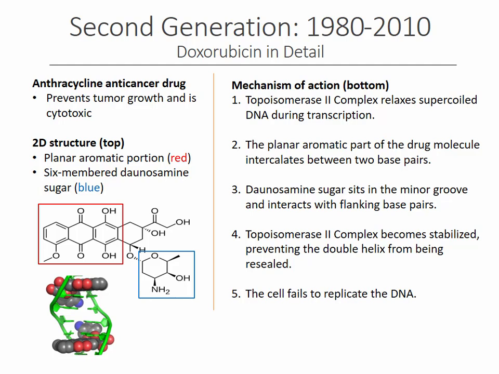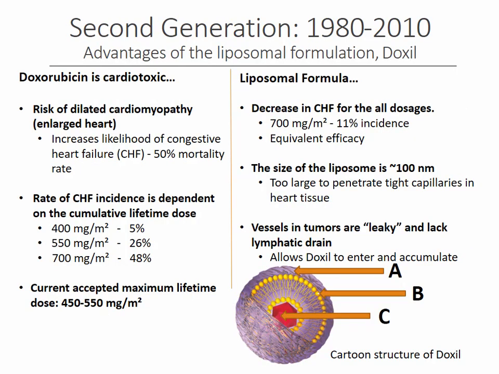So what's the problem, right? You know, we got this drug, it's doing its job, it's killing cancer cells. What could go wrong? Highly cardiotoxic. It doesn't just kill cancer cells, it kills whatever cell it can get into. So we got a side effect, a risk of dilated cardiomyopathy, also known as an enlarged heart. And the way that this comes to be is it's determined based on your cumulative lifetime dose.